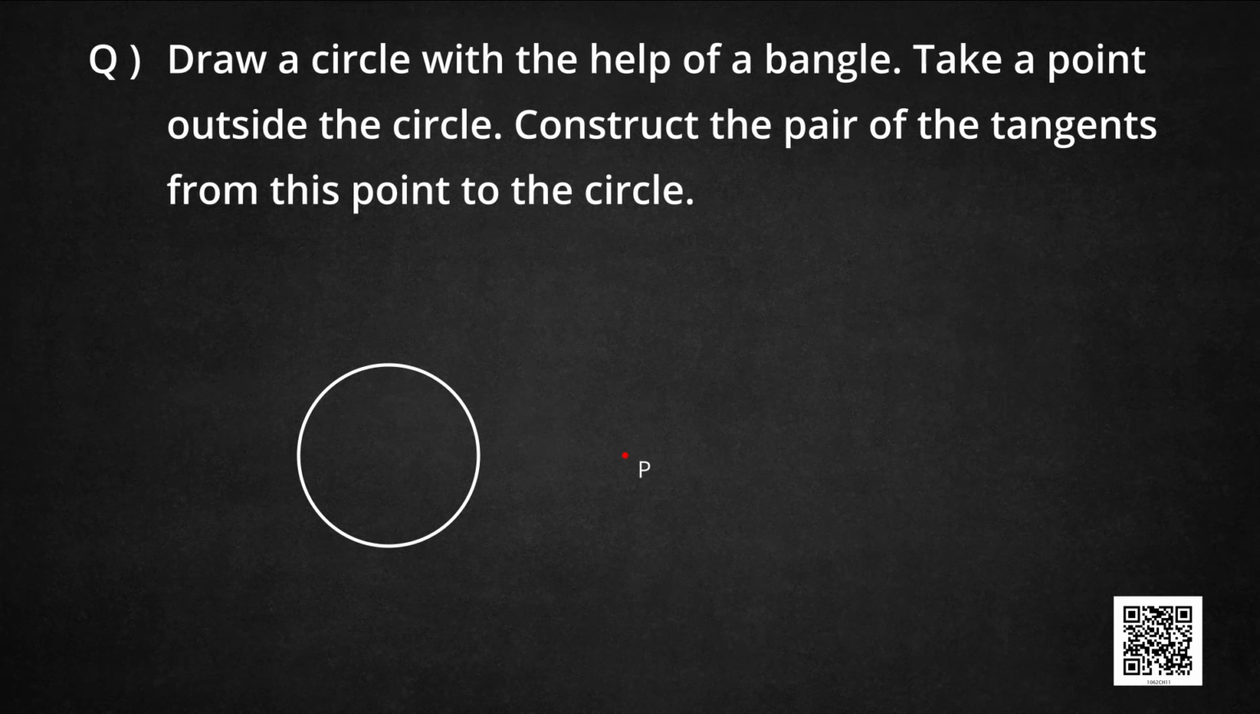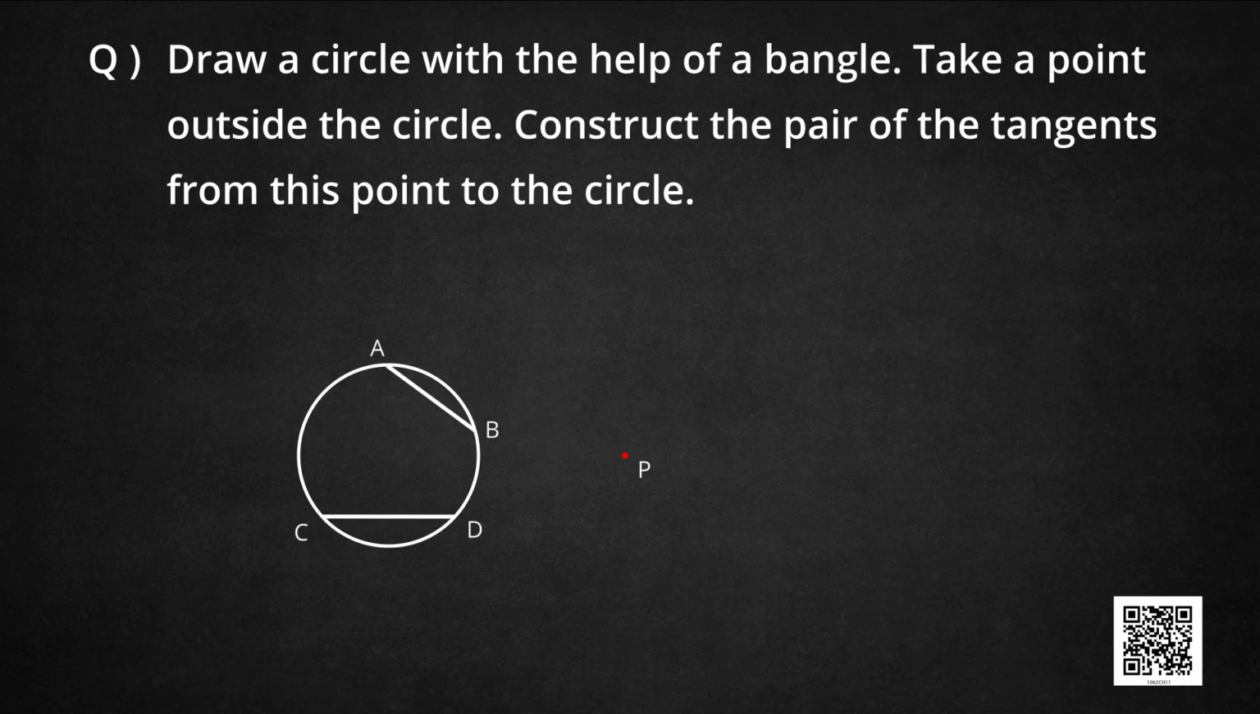So how do we start with it? First of all, we will locate the center of the circle. We have done this in our previous class, that is class 9. For this, we will draw two chords of this circle. Let the two chords be AB and CD.